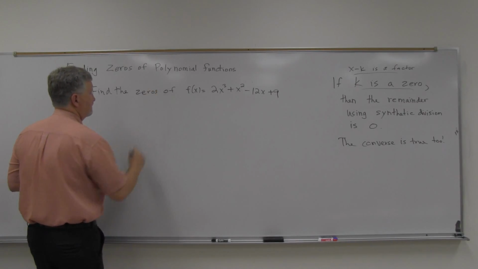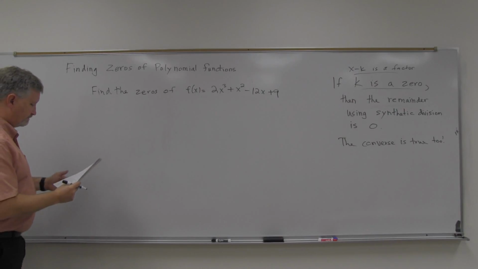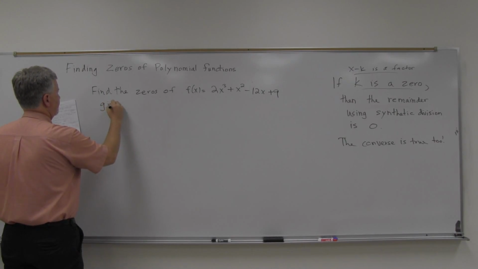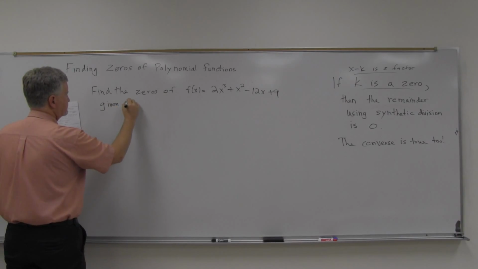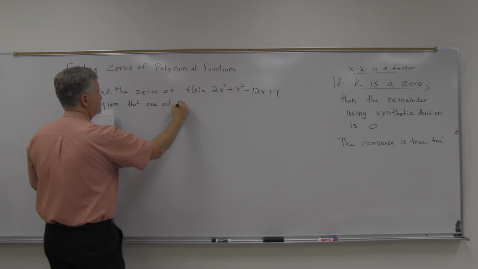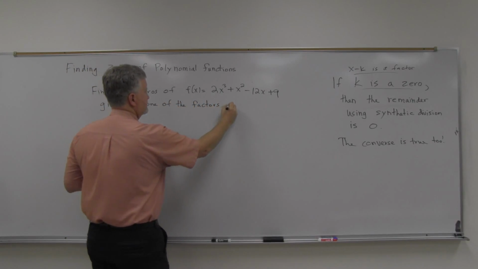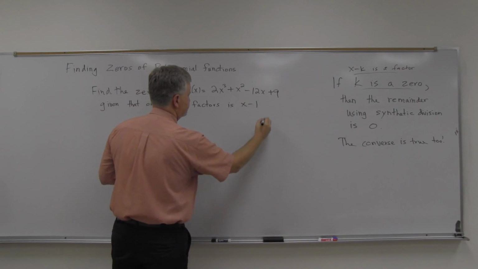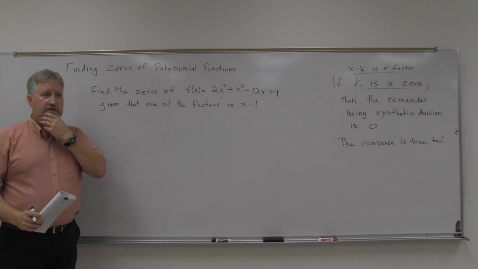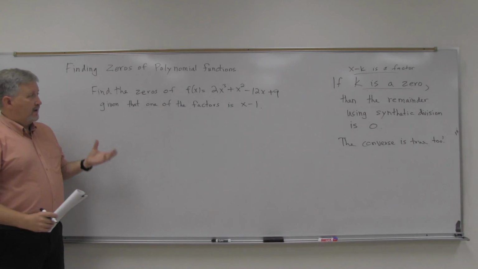Find the zeros of f of x equals 2x cubed plus x squared minus 12x plus 9, given that one of the factors is x minus 1. I believe this is the way this book will ask this particular problem.